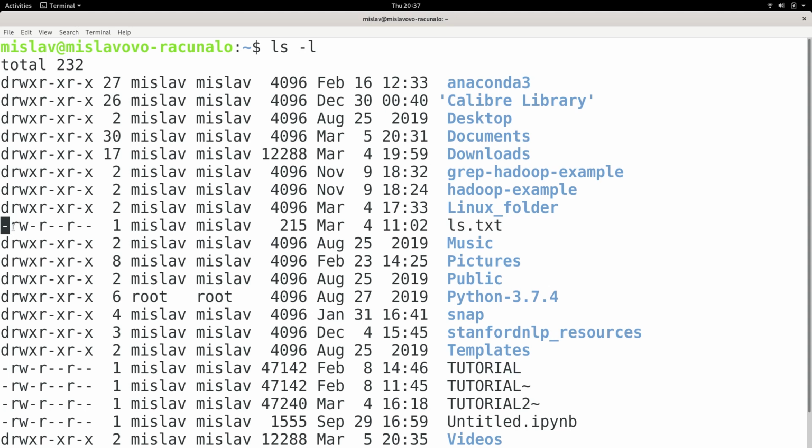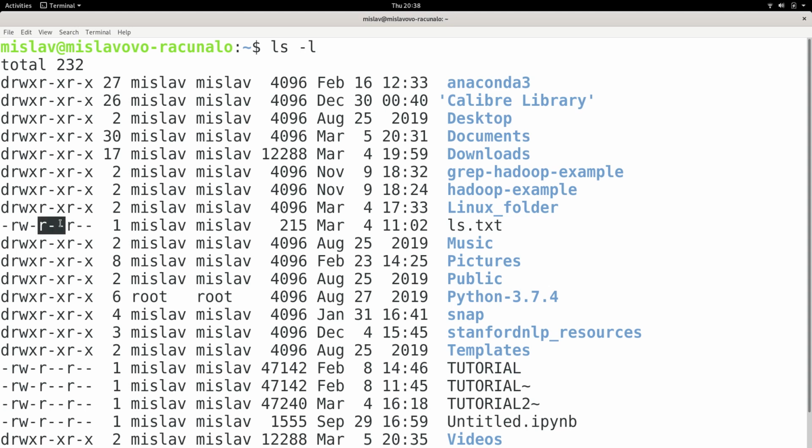Then the next three characters indicate the user permissions. So basically, this means that this file was created by the user Mislav, and we can see it here. The file owner is Mislav, and Mislav can read and write to the file.